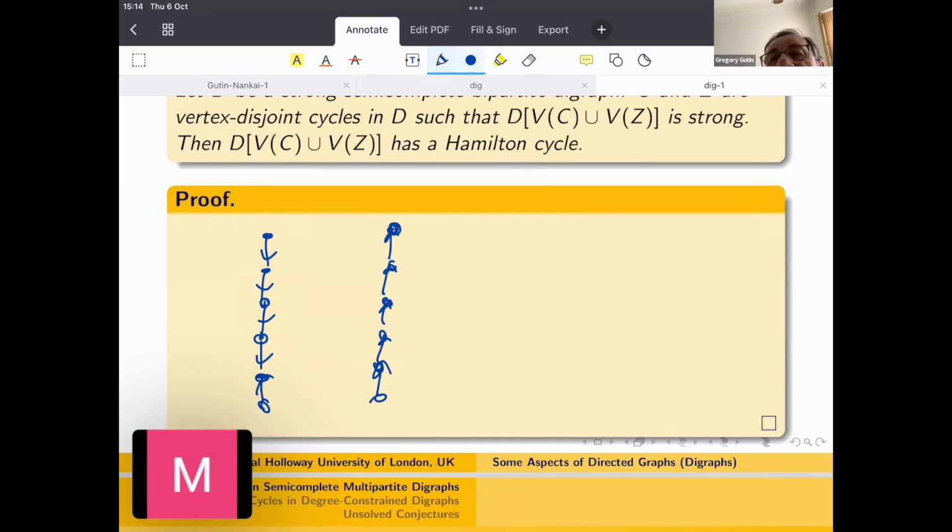Then what we can notice is, first of all, that these are vertices from one part, and these are from the other part. They have to be alternating, so here it should be this, and this should be this. Now if you have this arc, then of course, because it's a cycle, we need this arc, and here we need this arc as well.